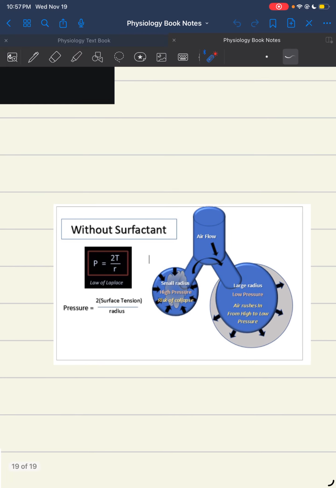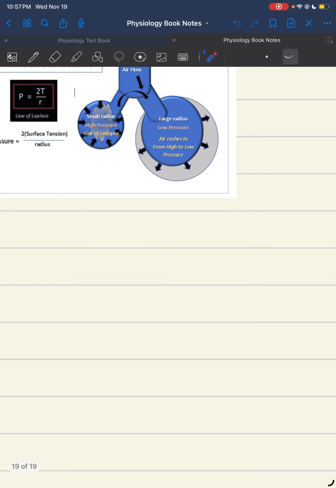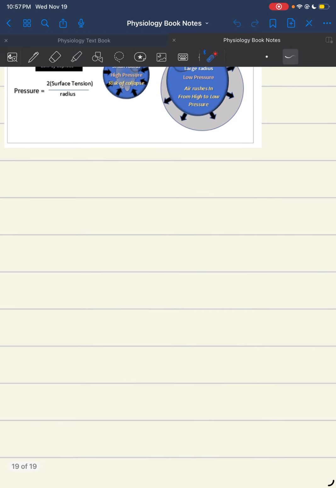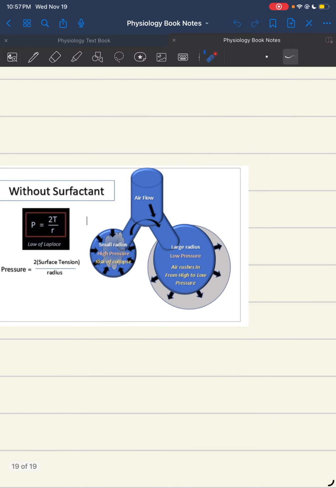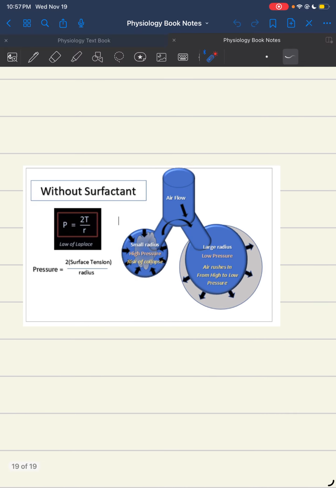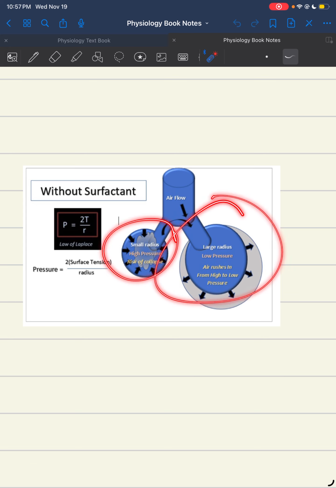Okay. Inside the alveolus, we have a thin layer of water, and that creates surface tension, and that allows the alveolus to get small or collapse. The smaller the alveolus, the greater the collapsing pressure. You can see that here and here.